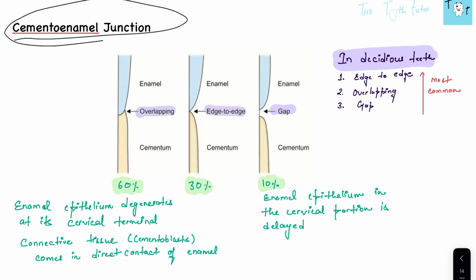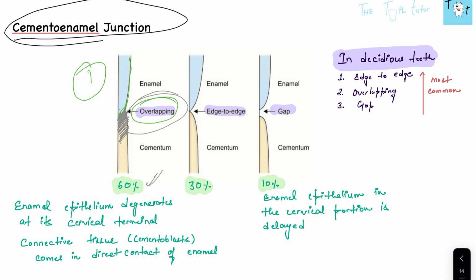Now it is of various types, three in fact. First is the overlapping type. Here I have the enamel. The enamel was probably present up to here, and then a layer of cementum was deposited over the enamel, so it is called the overlapping type. It is present in around 60% of the population.